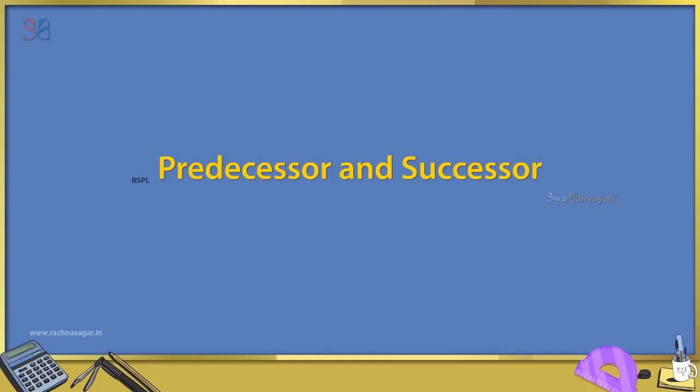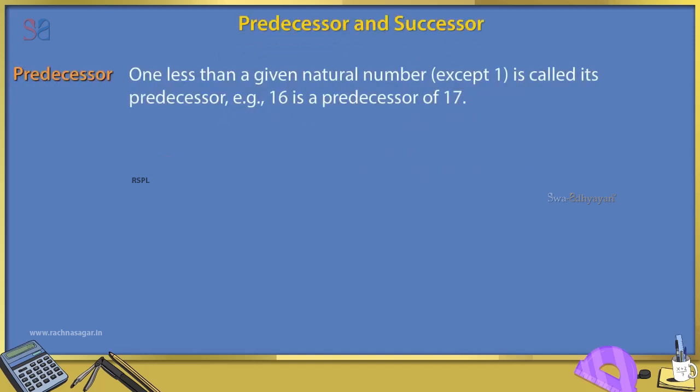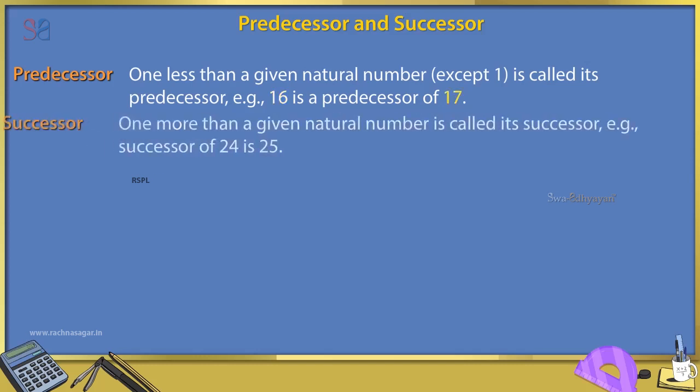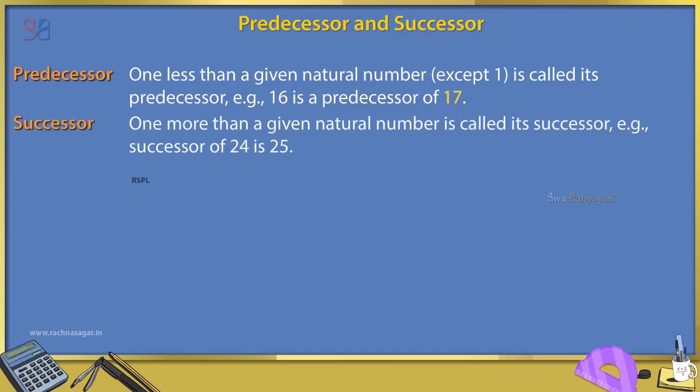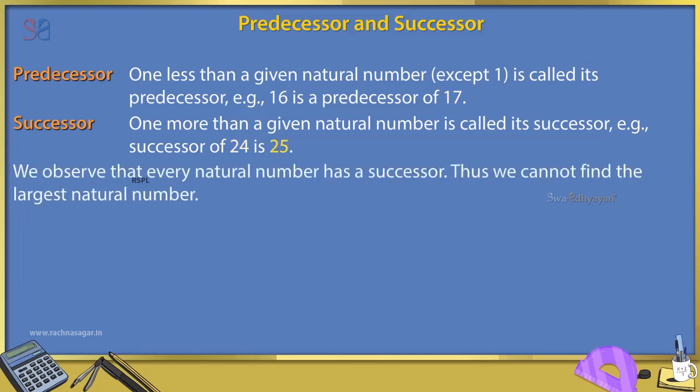Predecessor and successor. Predecessor: one less than a given natural number, except 1, is called its predecessor. Example, 16 is a predecessor of 17. Successor: one more than a given natural number is called its successor. Example, successor of 24 is 25. We observe that every natural number has a successor. Thus, we cannot find the largest natural number.